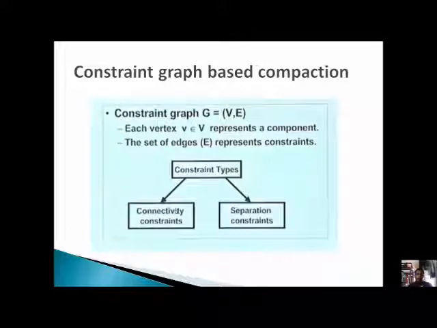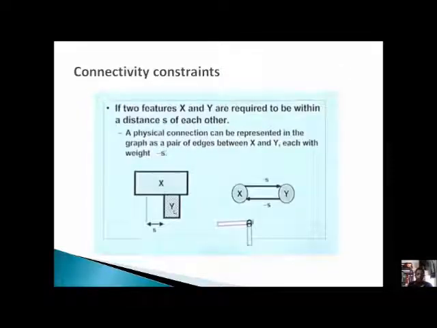Constraint graph based compaction is derived like this: G is equal to (V, E), where V is the vertex that represents a component, and E represents the set of constraints, the edges. V is the component we have taken, and E represents the constraints we have to follow to reduce the space between the layouts. I will show the constraints in the next slide. The constraint types are connectivity constraints and separation constraints. I will explain them in the next slide.